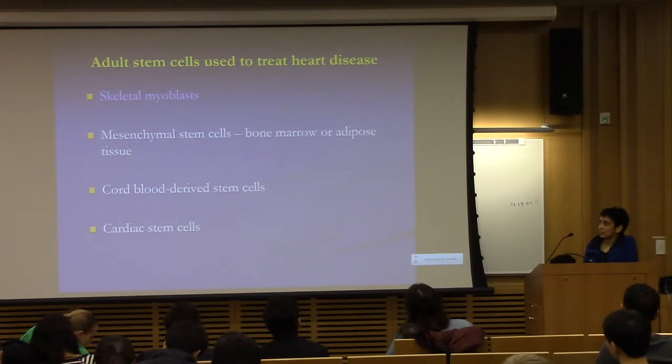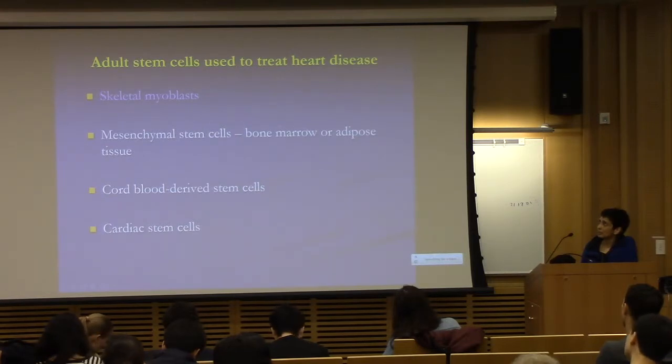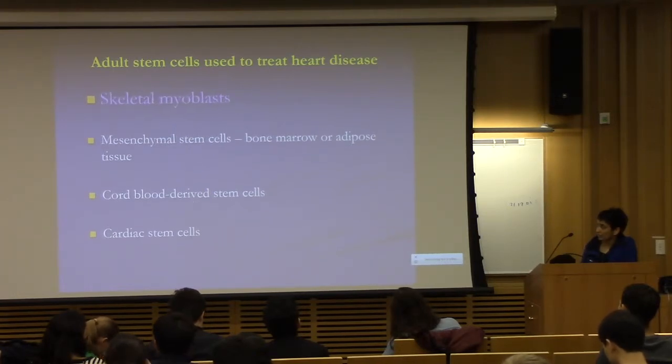So what are the different cell types that have been used for the last 10 years in clinical trials? The first stem cell type that was used was skeletal myoblasts, which are skeletal muscle stem cells. Mesenchymal stem cells have gained a lot of popularity. They can be derived from bone marrow or adipose tissue. Blood-derived stem cells are not in clinical trials, but they are also interesting, and then there are cardiac stem cells. The skeletal myoblasts, mesenchymal stem cells and cardiac stem cells have been used in quite a few clinical trials, and I'll talk a little bit about that.